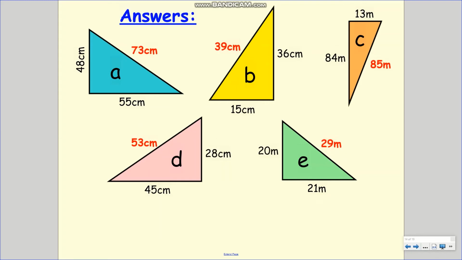Okay, so the answers to the questions. Part A, you should have got an answer of 73 centimeters. For B, you should have 39 centimeters. For C, you should have 85 meters. For D, you should have 53 centimeters. And for E, you should have 29 meters. Well done if you got those. Again, if you're not sure about why you didn't get those answers, make sure you're asking for support or guidance in chat or through email.